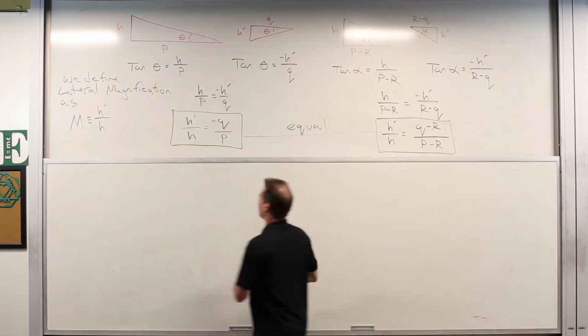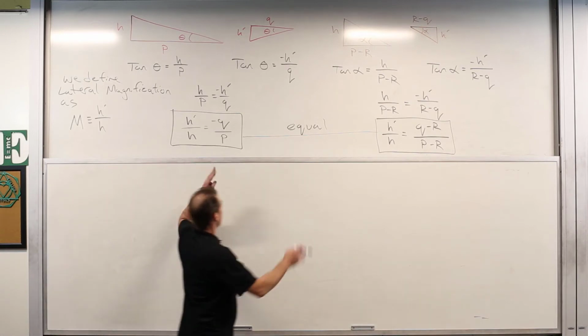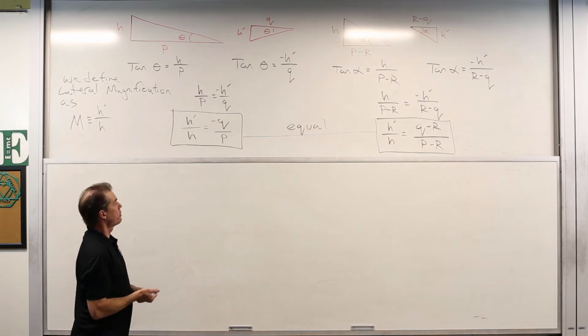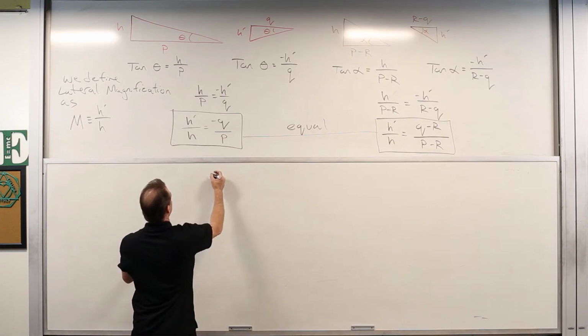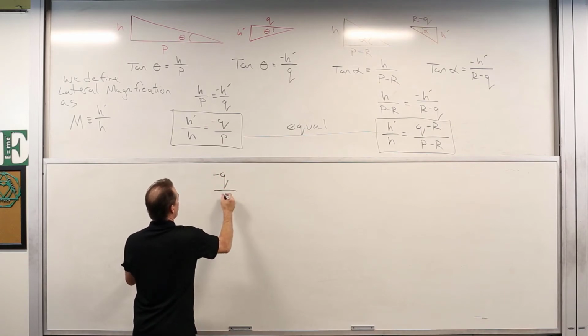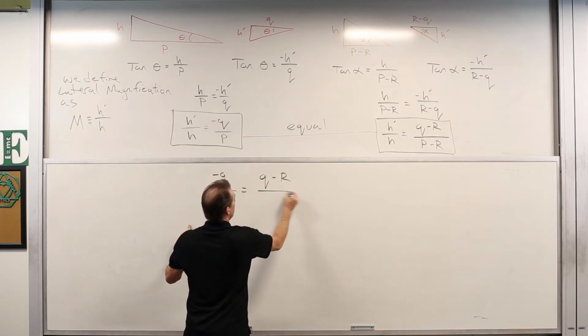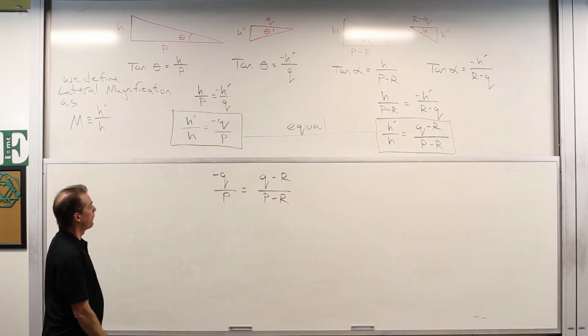All right, so got some room now. Let us go ahead and look back at these. These two terms have to be equal to each other. They're both h prime over h. So what can we write? We can write that negative q over p is equal to the quantity of q minus r divided by p minus r. And we can start playing around with this a little bit and seeing what we can do.